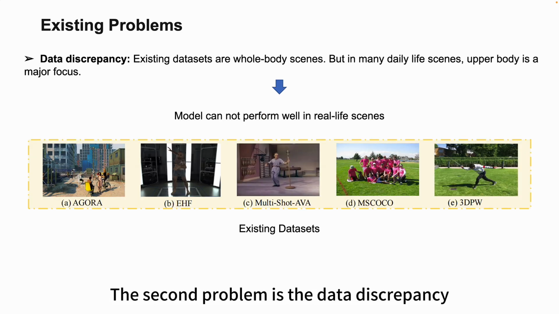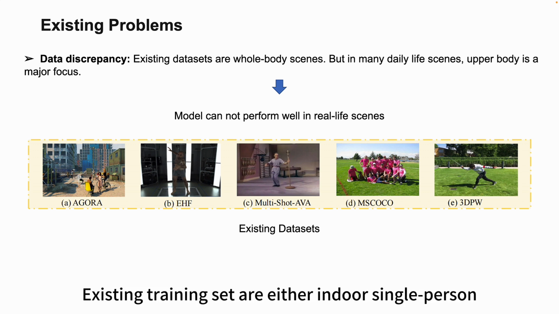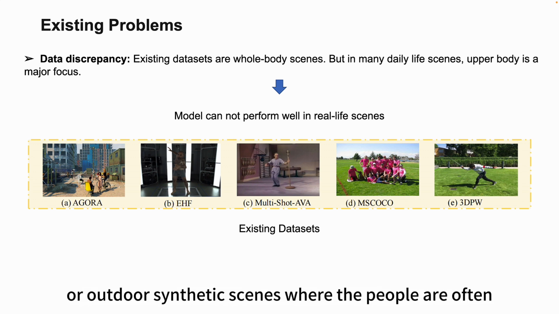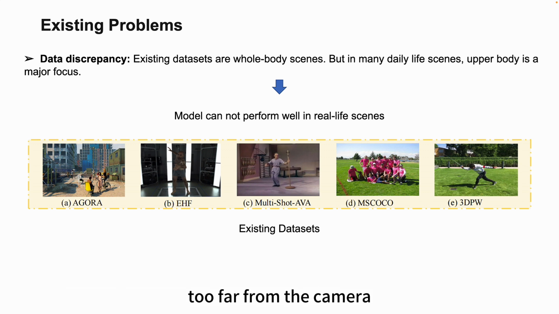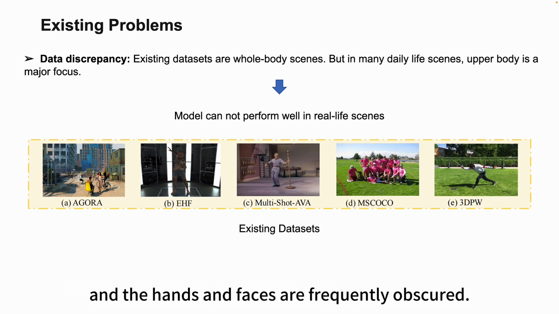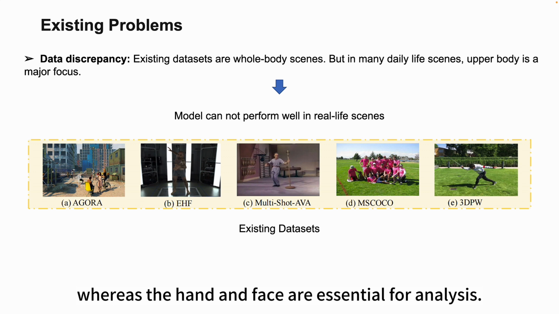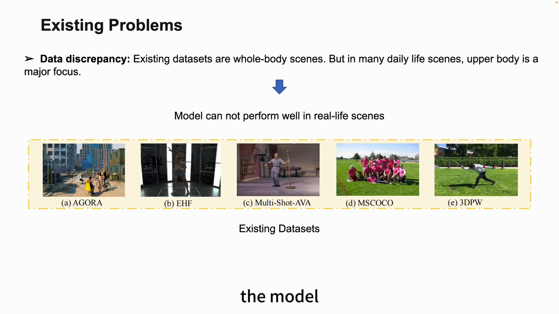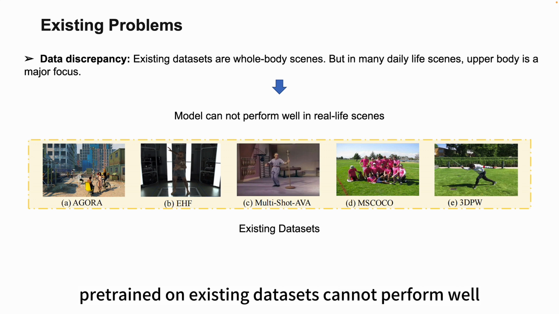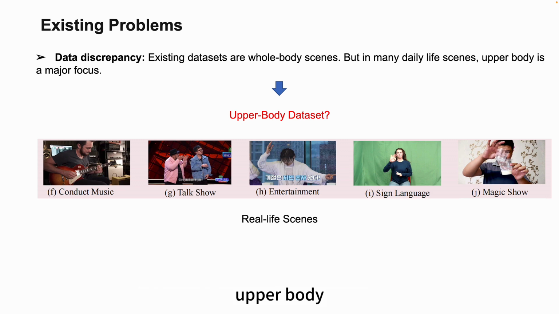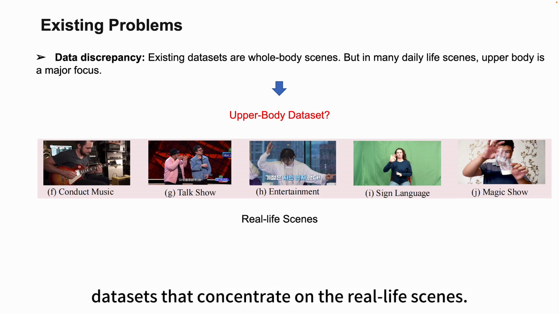The second problem is the data discrepancy between the training set and real-life scenes. Existing training sets are either indoor single-person scenes with limited images or outdoor synthetic scenes where the people are often too far from the camera and the hands and faces are frequently obscured. However, in many daily life scenes, the upper body is a major focus, whereas the hand and face are essential for analysis. Thus, the model pre-trained on existing datasets cannot perform well in real-life scenes. This problem motivates us to build upper body datasets that concentrate on the real-life scenes.